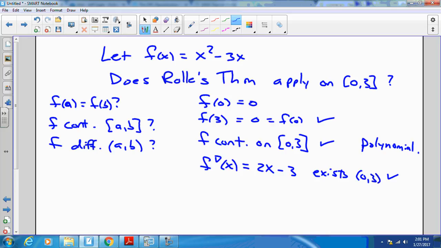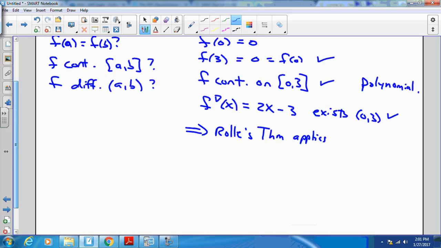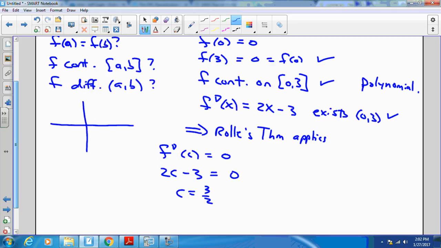And so since my function is continuous and differentiable, and since f of 0 is equal to f of 3, I've satisfied all three conditions, and therefore I conclude that Rolle's theorem applies. Well, how do I apply it? It's actually fairly simple. Now I go horizontal tangent hunting. To do that, I'm going to set f prime of c equal to 0. And f prime of c is equal to 2c minus 3. And I get the value c is equal to 3 halves.